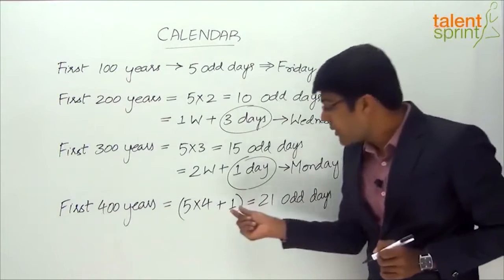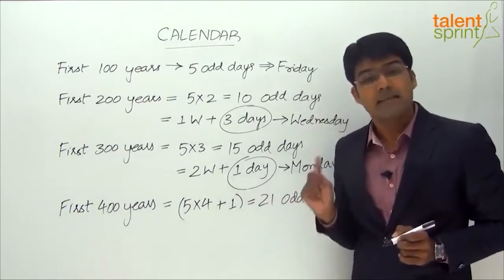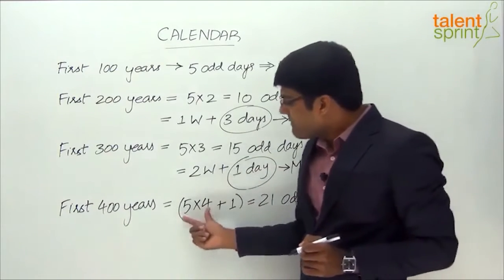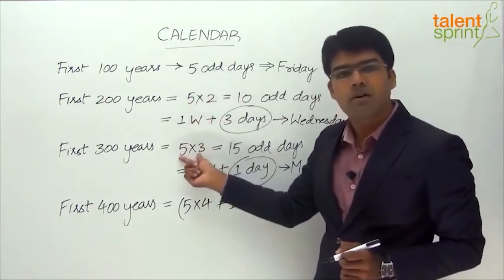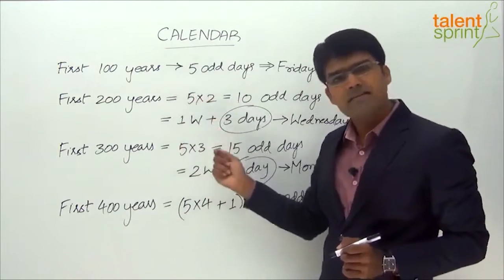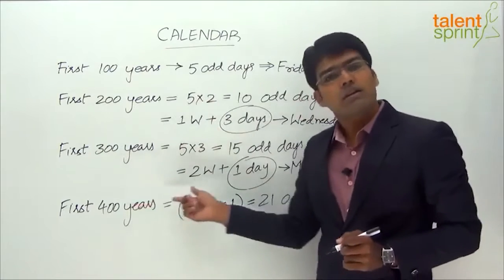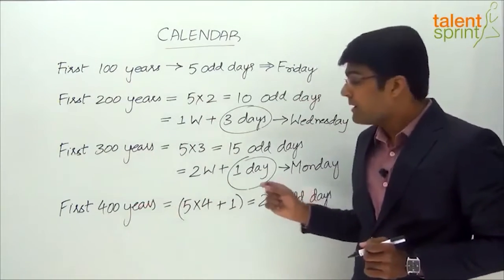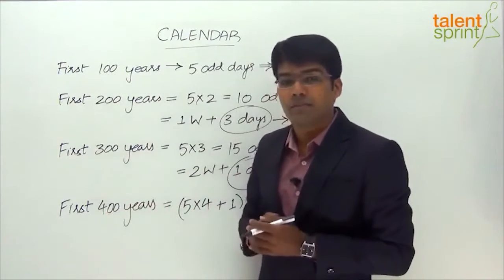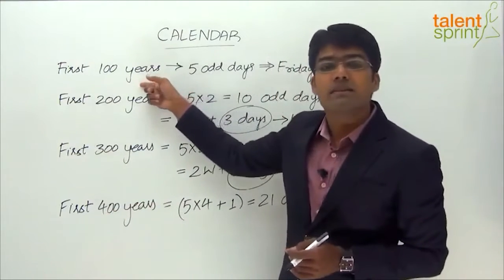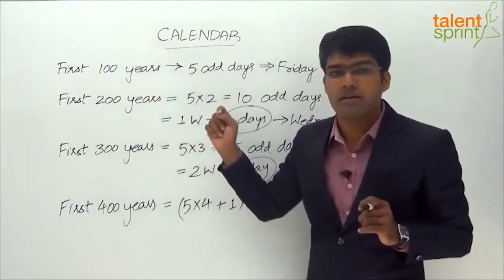Now you may wonder, why are we taking plus 1? Understand, the reason here is that 5 into 4 is regular, like what we have done with 5 into 2 and 5 into 3 for the first 200 years and first 300 years. In the same way, 5 into 4 for the first 400 years. But remember that the 400th year was also a leap year. Yes or no? The 100th year was not a leap year since it was not divisible by 400.